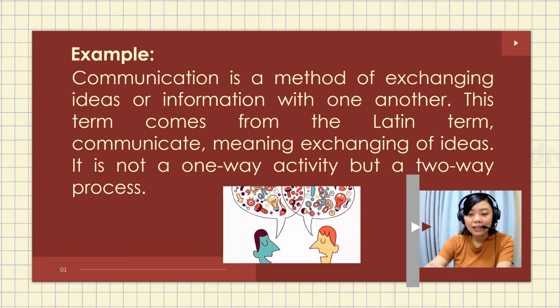So if you will notice, this is a formal written text, and some of the lines that show mental picture are as follows: exchanging ideas or information, exchanging of ideas, not one-way but a two-way process. So you didn't use a lot of adjectives, flowery words, a lot of conventions for creative writing, but you were able to create a mental picture in the minds of your readers, and that's what description text structure is all about.